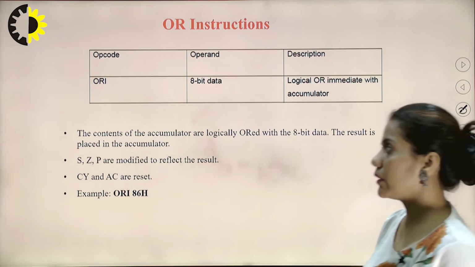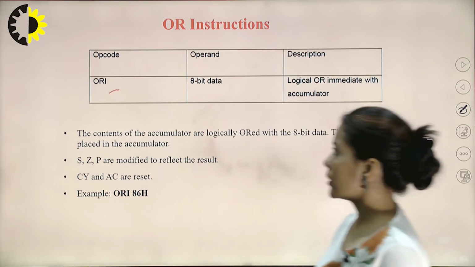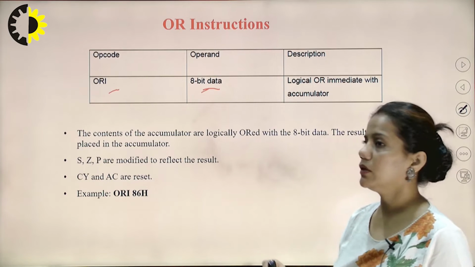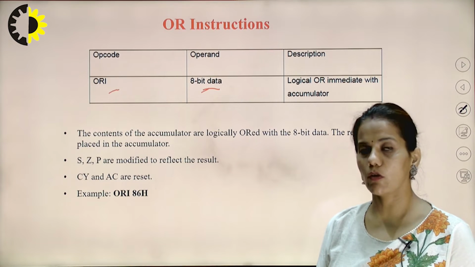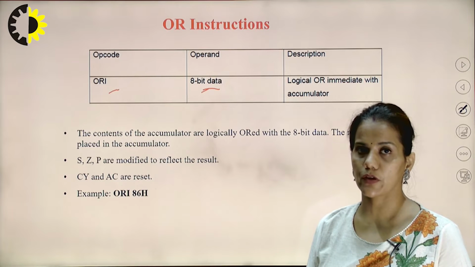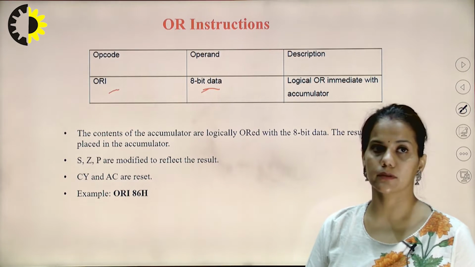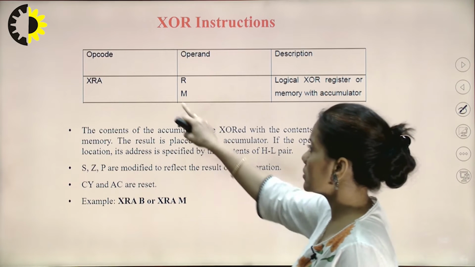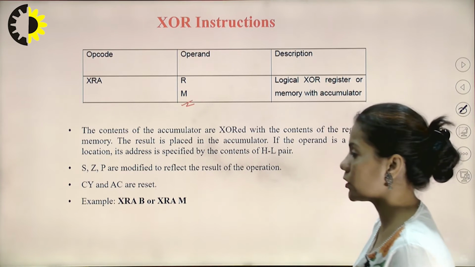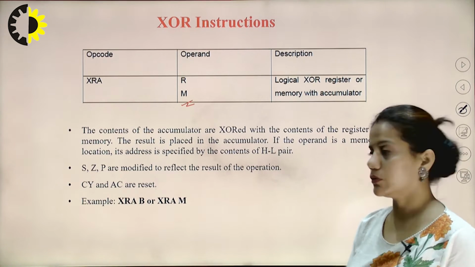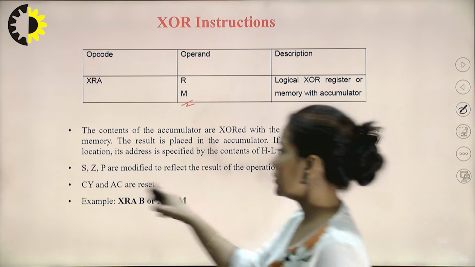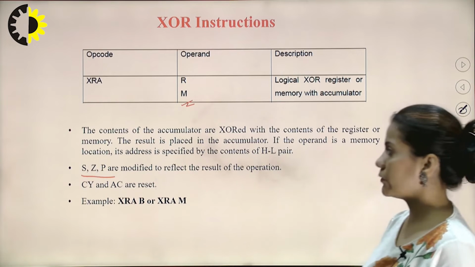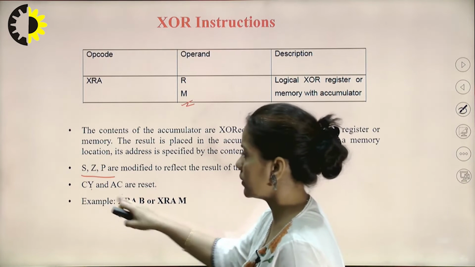ORI is the immediate addressing mode. The contents mentioned here will be directly logically ORed with the contents of the accumulator, and the result will go into the accumulator. XRA means it will XOR the contents of these operands with the accumulator, and the result will go into the accumulator. Here again the flags which are modified are these, and carry and auxiliary carry are reset.